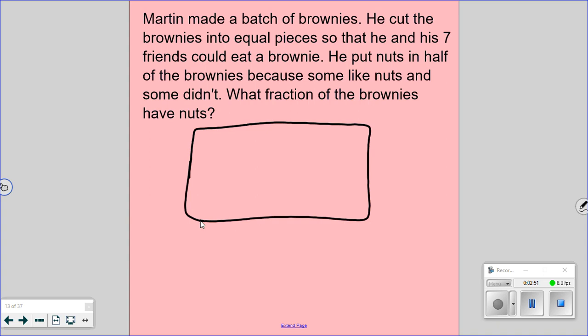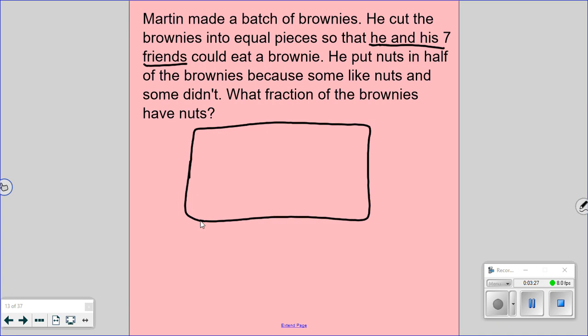Oh, yeah. Can't forget Martin. Martin did all the work. He made the brownies. You don't think he's going to get a brownie? It says that he cut the pieces so that he and his 7 friends could eat. How many brownie pieces does he need? Got it? 8. We need 8 equal size pieces. Go ahead and partition your brownie pan into 8.